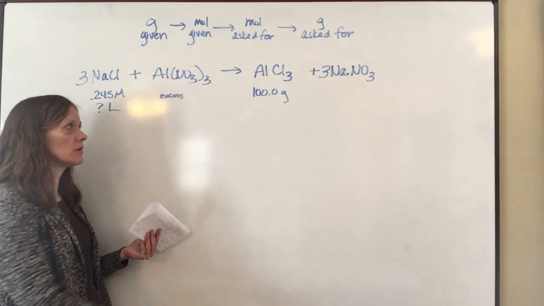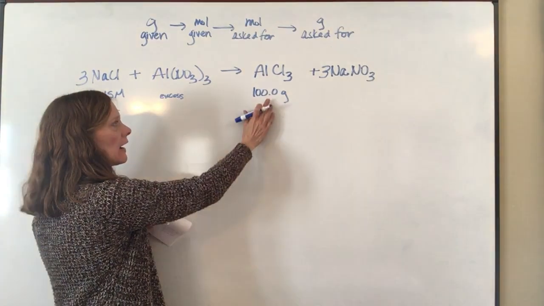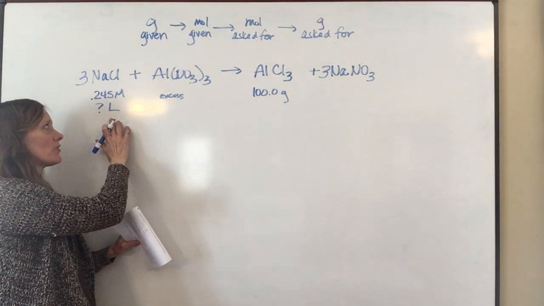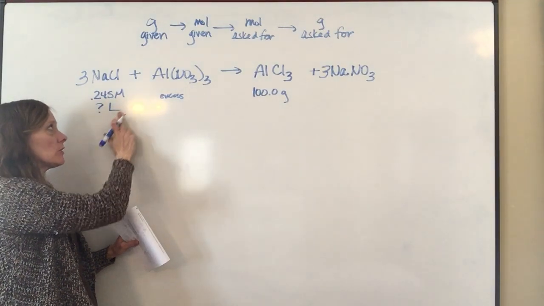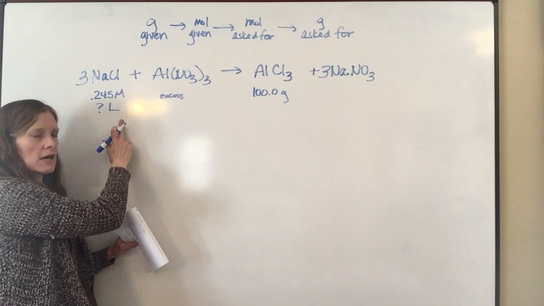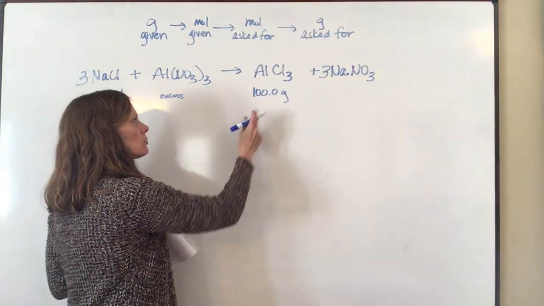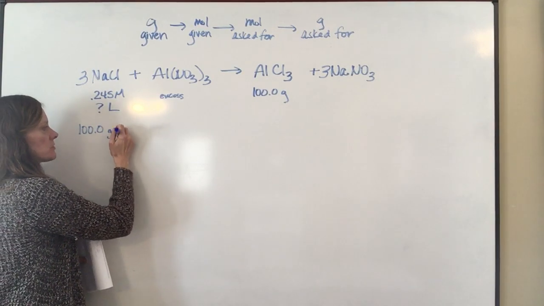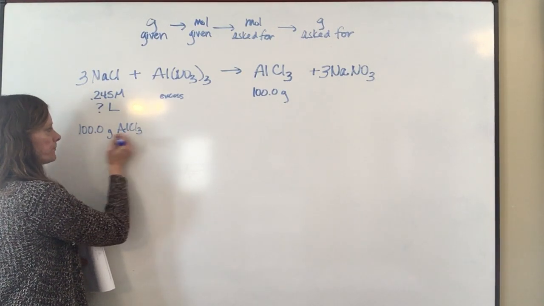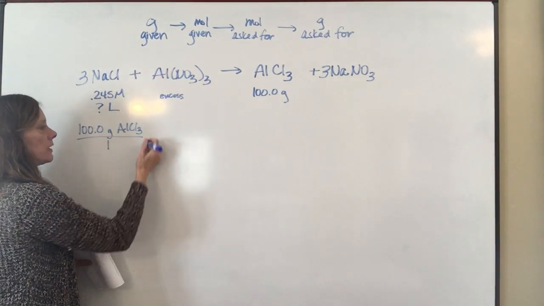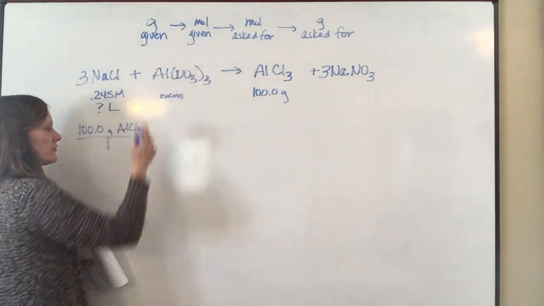Well, just like we've started before, this one I can go ahead and convert it to moles. I can't do anything with this because I know the molarity, but I don't know how many liters I have. So I don't have enough information here to get moles out of this. So I'm going to start with the 100 grams of AlCl3. So just like here, the grams of the given, put that over 1.